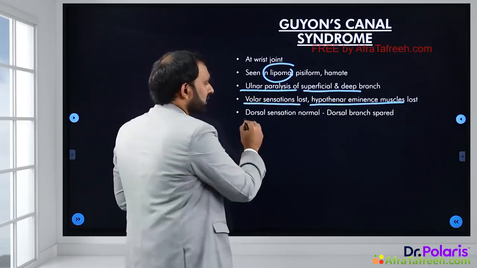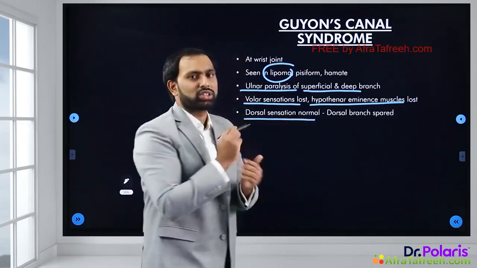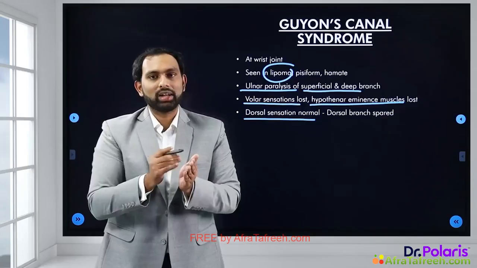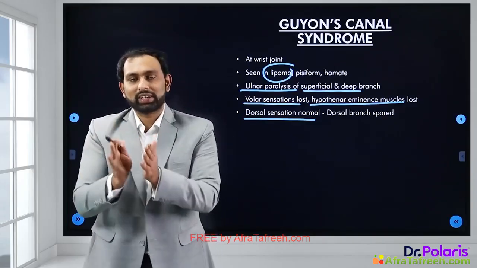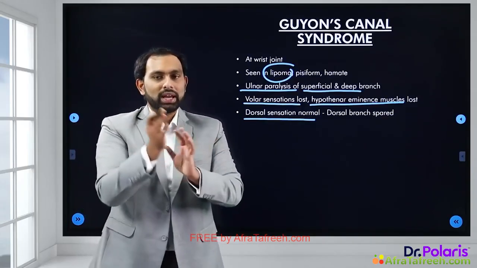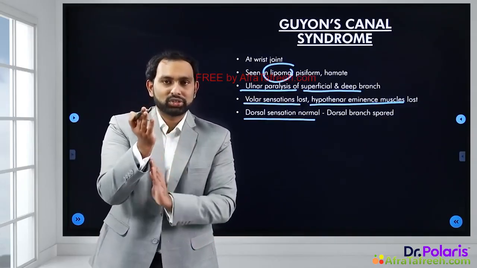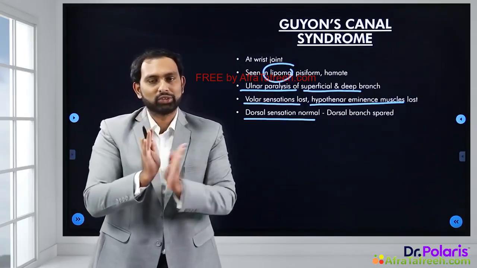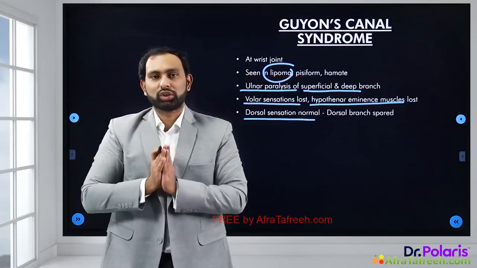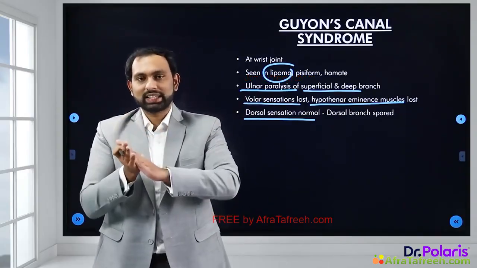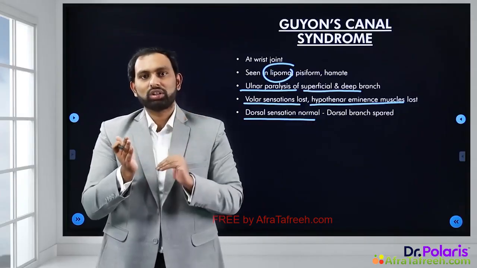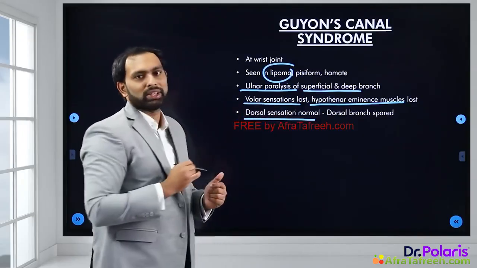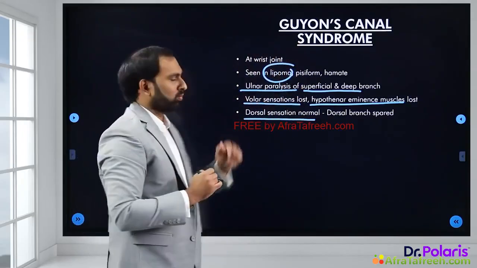But dorsal sensation is normal. Why is this dorsal sensation normal? Because the dorsal part of the hand is supplied by the dorsal cutaneous branch. And where does the dorsal cutaneous branch arise from? It arises 4 centimeters proximal to the wrist joint. Before it goes superficial to the flexor retinaculum, it gives out one branch, that is the dorsal cutaneous branch. Now, if there is a Guyon's canal compression, that won't involve the dorsal cutaneous branch. That is why the dorsal sensation is normal in Guyon's canal syndrome.